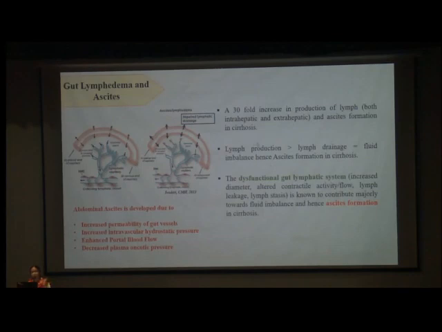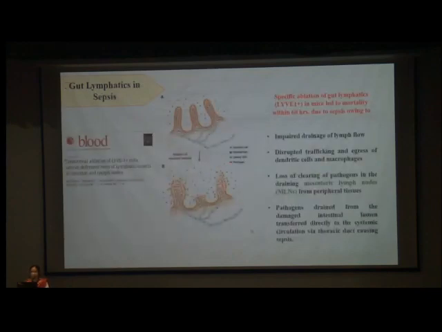Increased production of lymph means reduced lymphatic drainage, and this reduced lymphatic drainage is all due to a dysfunctional gut system. We have increased diameter, altered contractile activity or flow, lymph leakage, and lymph stasis, which contribute to ascites. Besides the ascites, gut lymphatics have also been shown to be associated with increased bacterial translocation and sepsis.